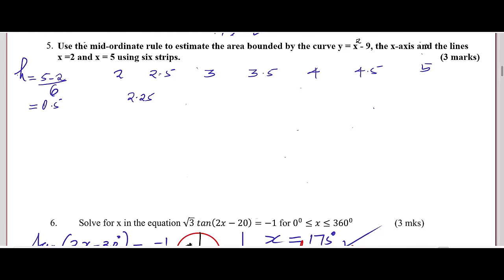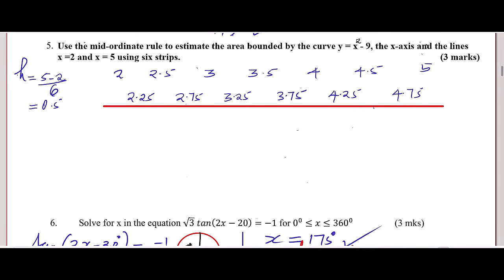The next one, between 2.5 and 3, the midpoint there will be 2.75. From 3 to 3.5, the midpoint will be 3.25. Between 3.5 and 4, that will be 3.75. From 4 to 4.5, the midpoint will be 4.25. Then from 4.5 to 5, you get 4.75. So those are the midpoints that you're going to use when you are getting the ordinates.